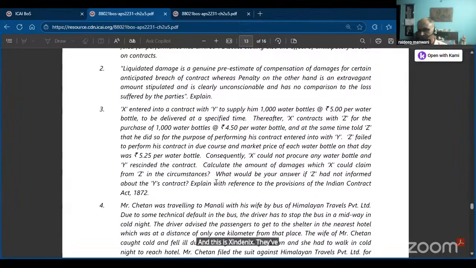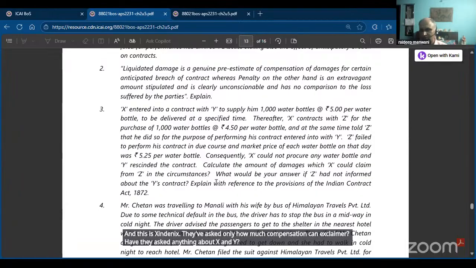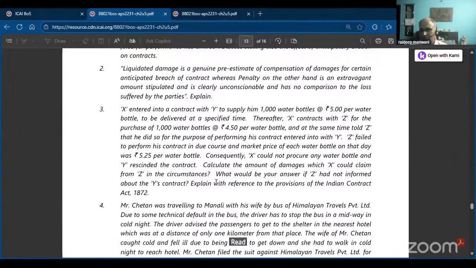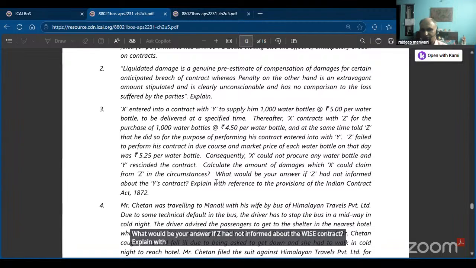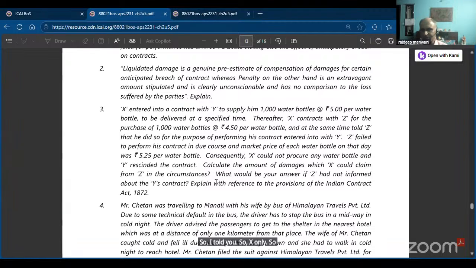They've asked only how much compensation X can claim. Have they asked anything about X and Y? Read the last 2 lines of the question. What question have they asked, Pranav? Calculate the amount of damages which X could claim from Z in the circumstances. What would be your answer if Z had not informed about Y's contract? Explain with reference to the provisions. So I told you, X only. So 500 rupees or 750 rupees. Suppose they ask you, what is the compensation that Y can claim from X?